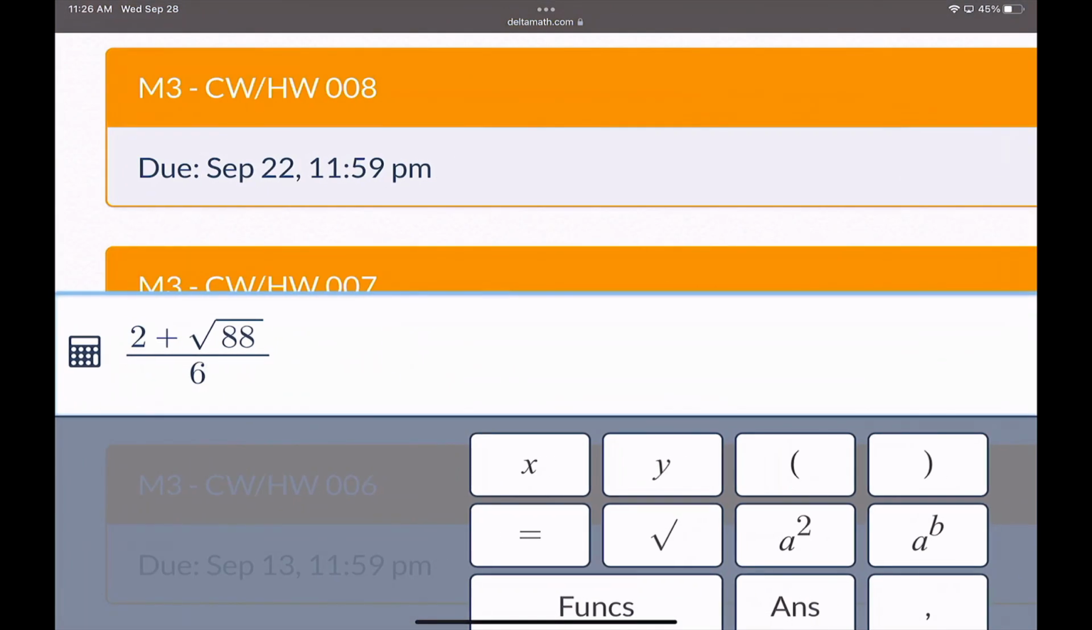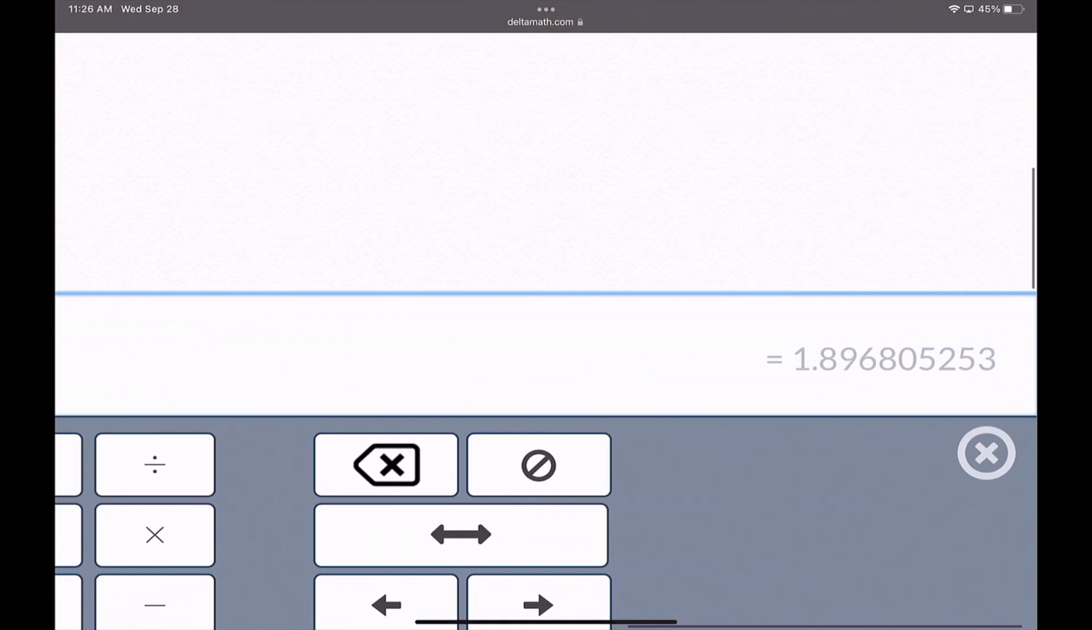Two plus the square root of 88, all divided by 6. It looks just like my paper, that's what I want it to. So then I go to the right, and I get 1.896805253. Well, first of all, that's not the last number. My calculator just said, I'm not going to write any more numbers. That's it, I'm done. Okay, it stopped.